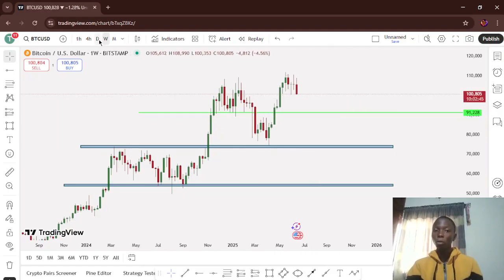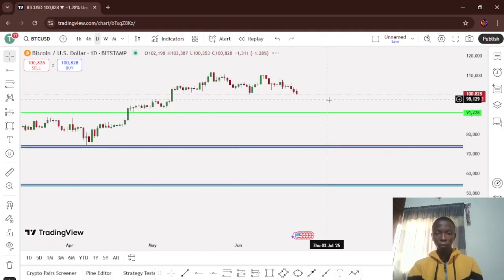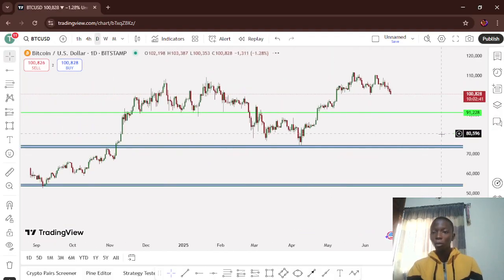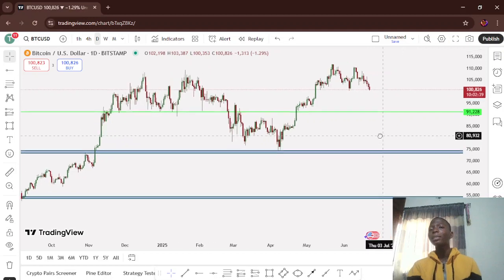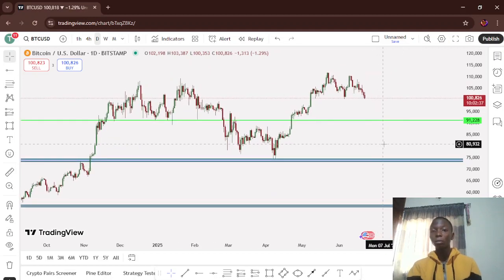So now we go on to the daily time frame. This is the daily time frame, the trend that is tradable.